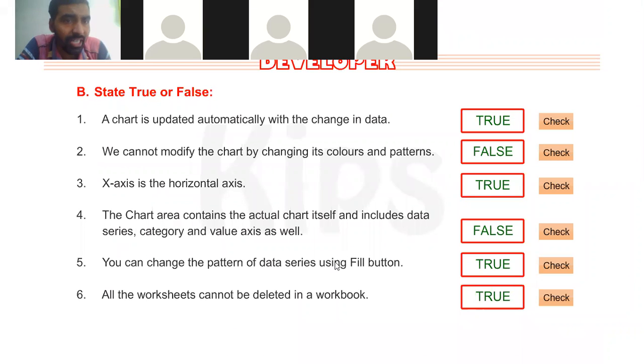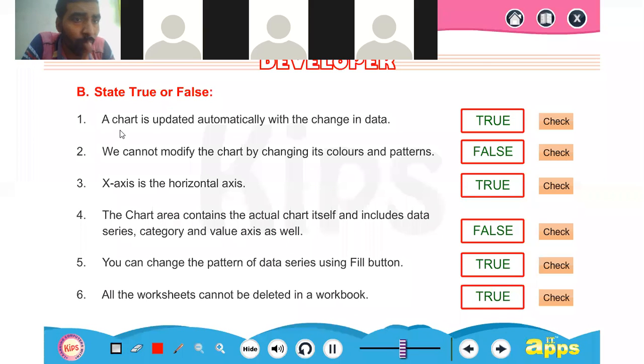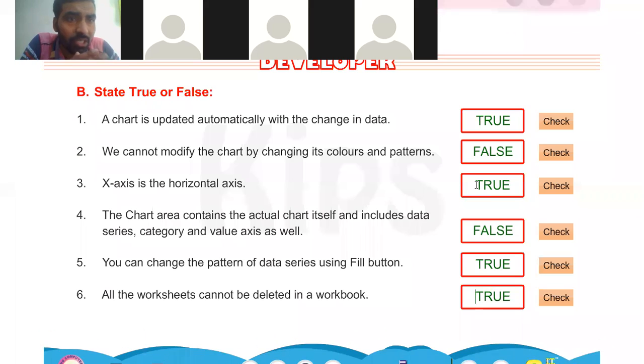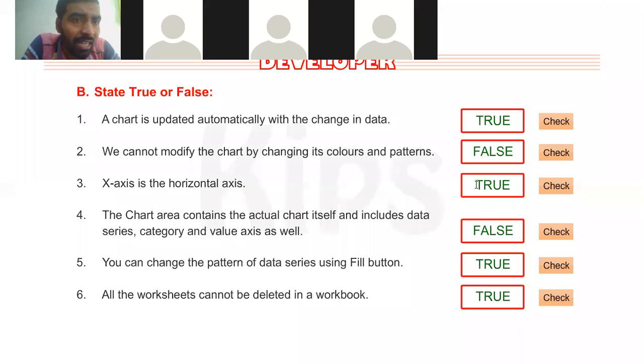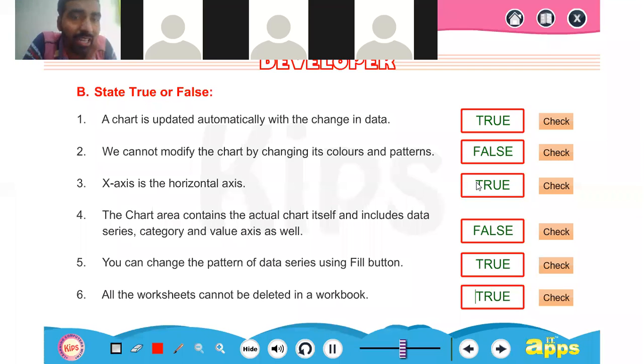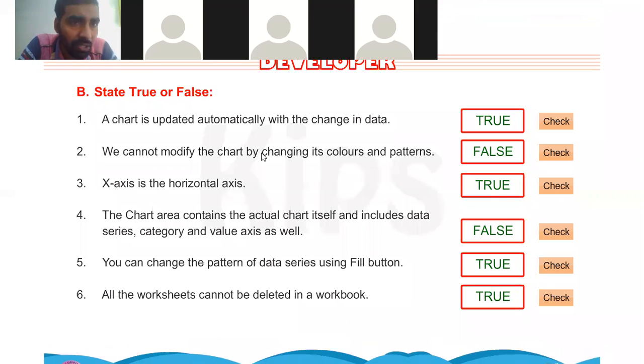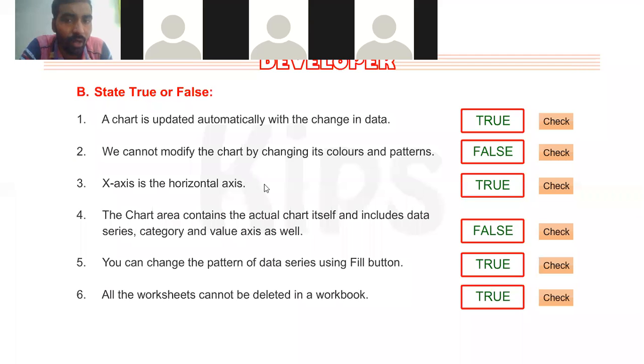Kindly match the question in your book. Don't match the question number. Read the question in your book. After reading the question, you can write the true or false. Maybe your question is shuffled. Your first question may be at the fifth number or last number or sixth number. So kindly match the question by reading, not by the number. Which question is matching, then only you write the true or false correctly.